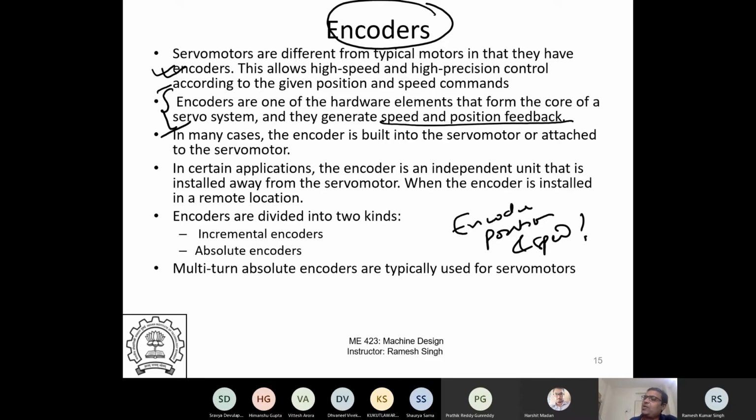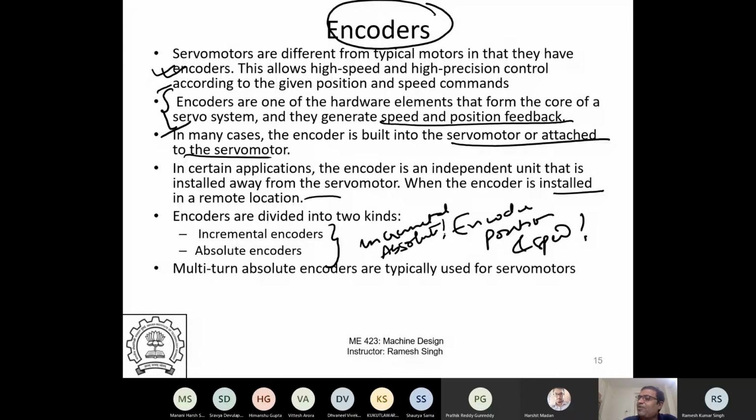In many cases, the encoder is built into the servo motor or somehow attached to the servo motor. In most cases, if you buy a servo motor, the encoder will be built into that motor. In certain applications, the encoder is an independent unit installed away from the servo motor, sometimes in a remote location. And there are two different kinds of encoders. The first one is called incremental encoder. I'll talk in detail in a little bit, but I'm just giving you a brief overview, and then we'll discuss incremental and absolute in detail.